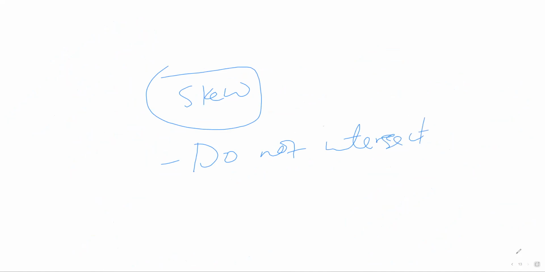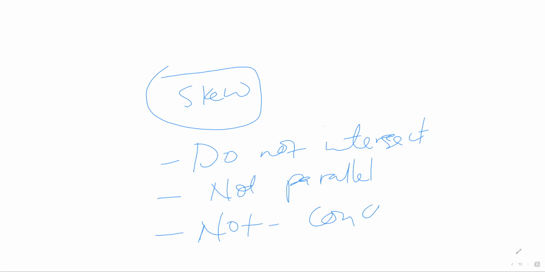One, they do not intersect. Two, they are not parallel. And three, they are not coincident. So it's actually the opposite of what I was just talking about. So lines that do not intersect, are not parallel, and are not coincident, we call them skew lines. Okay, so let's do some work on these lines.